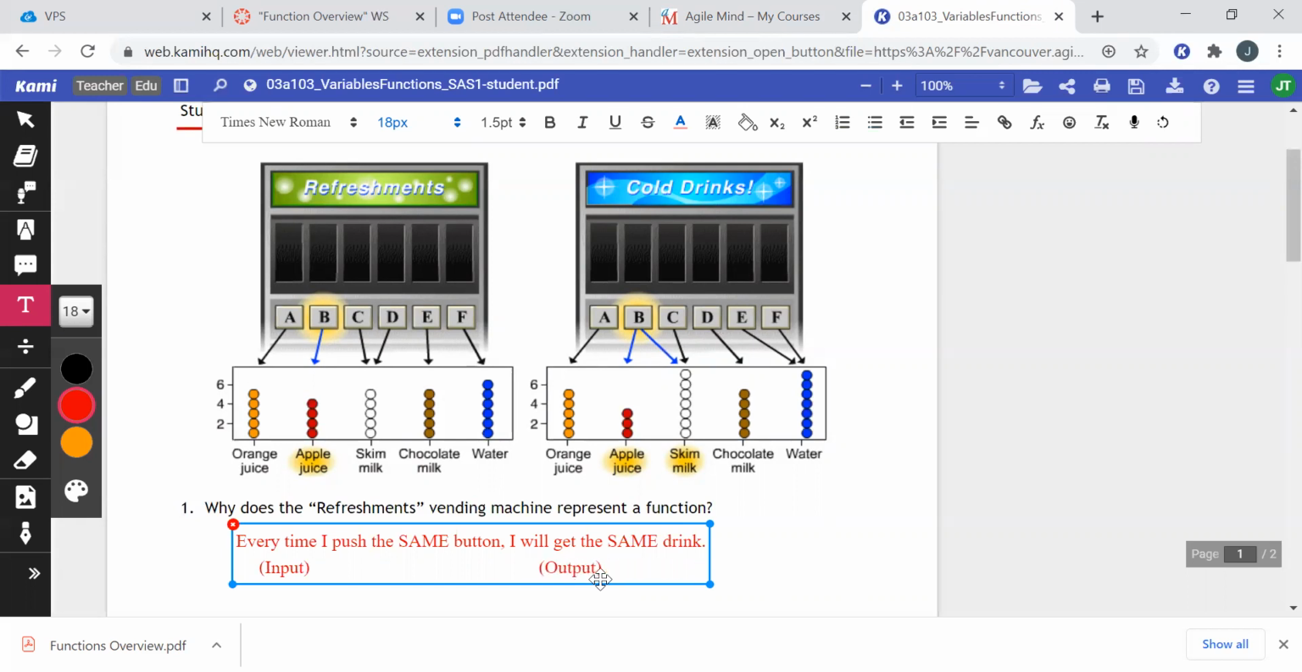I'm going to go back a little bit and center this a little bit better so it looks nice.